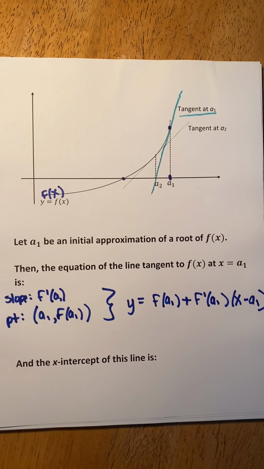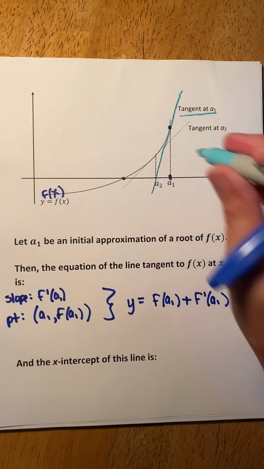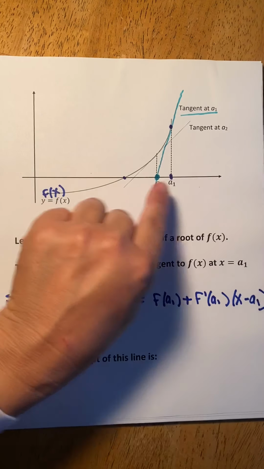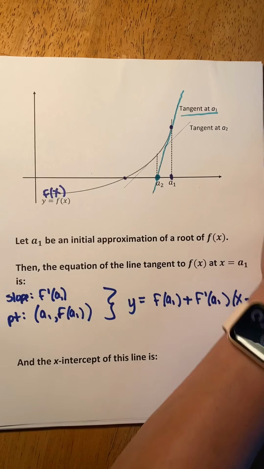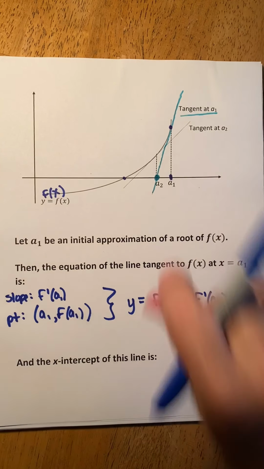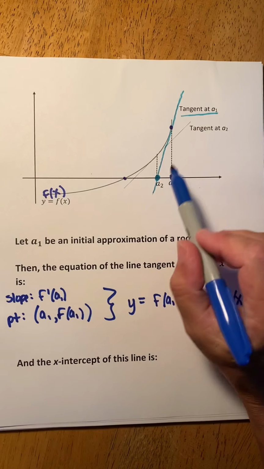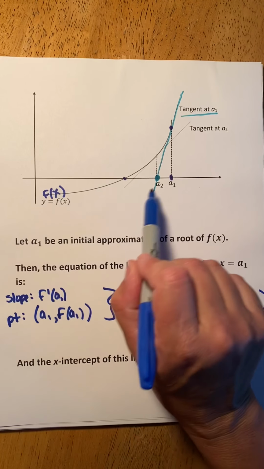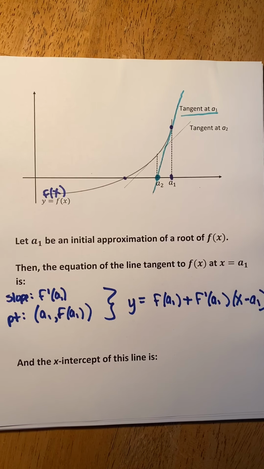Now what we look for is where that tangent line crosses the x-axis. We find the x-intercept of this line, which is right here. So that's our point, and we're going to use that point as our next tangent line. We're going to find the tangent line at that point, but we're going to use that as the next approximation to where this function crosses the x-axis.